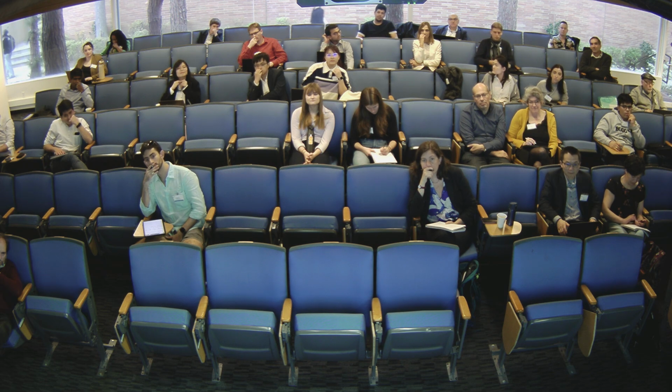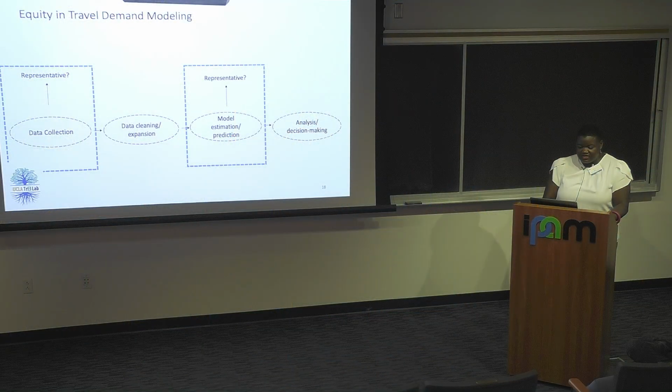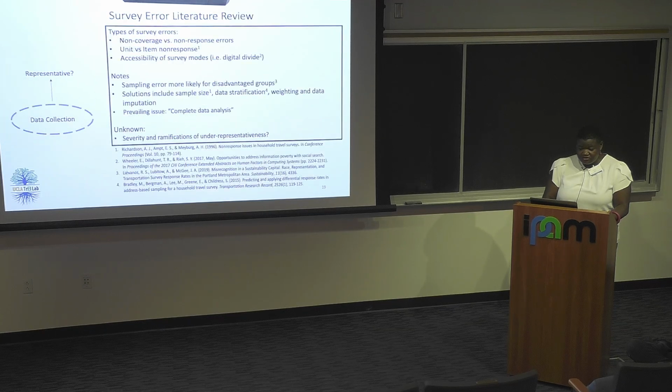So that's what I'm going to talk about today: one study that grapples with representation in household travel surveys, and a second study that is the next iteration of that, which asks, so what next? What are the implications for how models might change if we have better data?